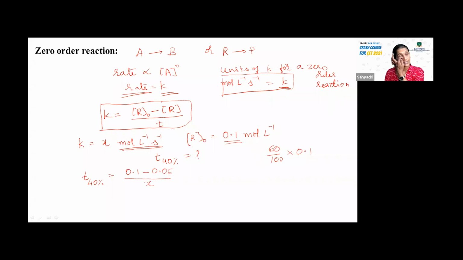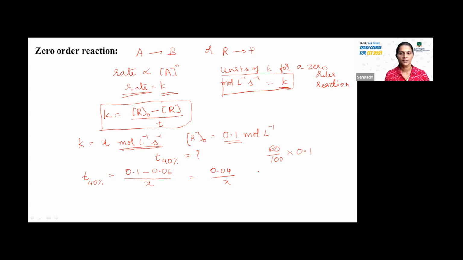Divided by X. Where is X? See, K. I have to take T here, K here. So K will come. The K value I have given as X. So what is the answer? 0.1 minus 0.06. What is that? 0.04 divided by X will be the answer.